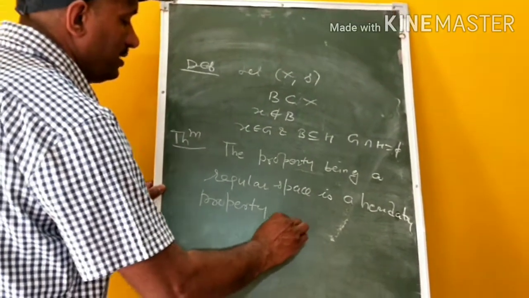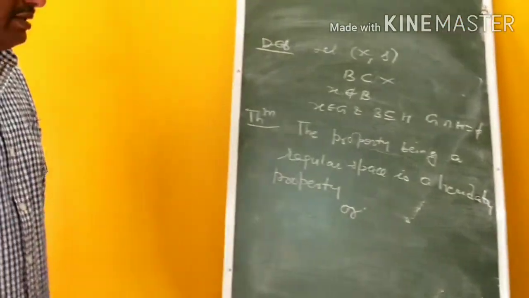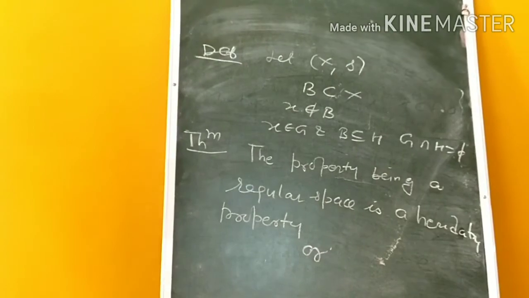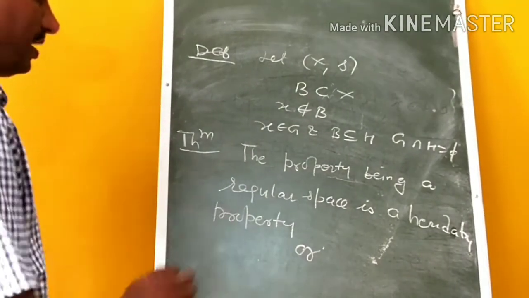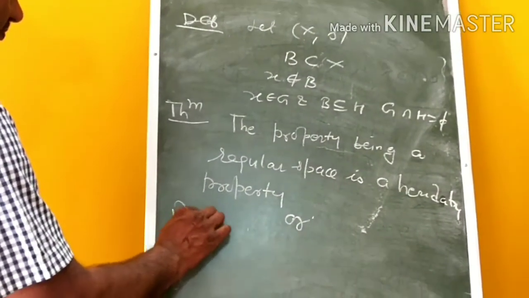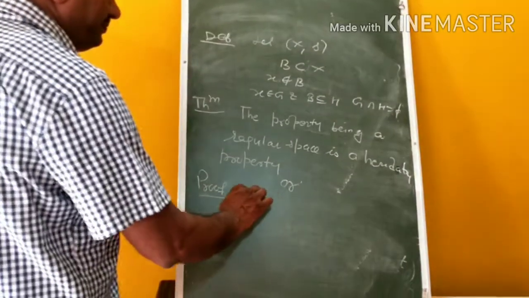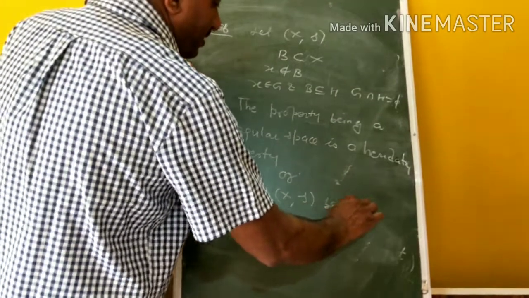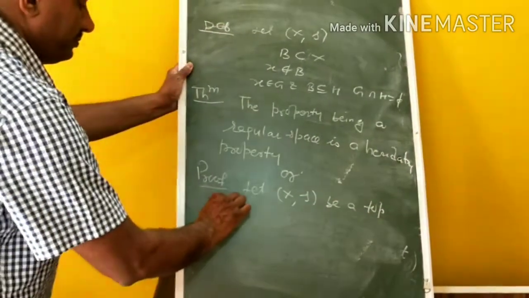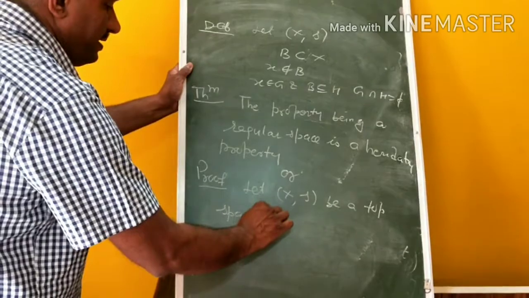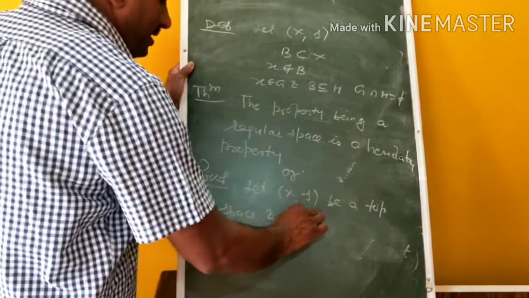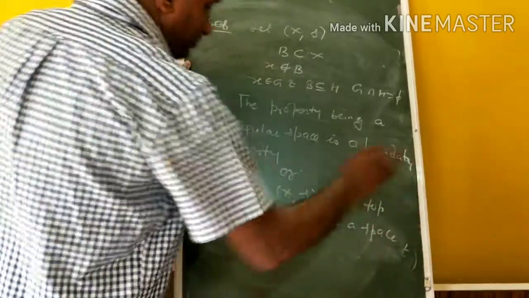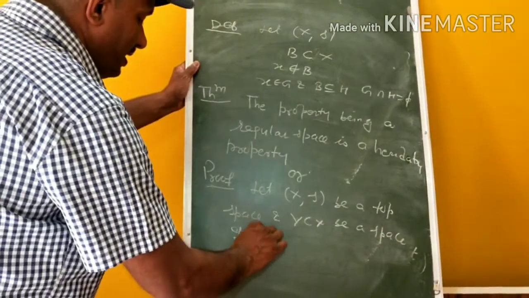Or in other words, you can say a subspace of a regular space is again a regular space. Now see the proof of this. Let (X, T) be a topological space, and Y a subset of X be a subspace of X.